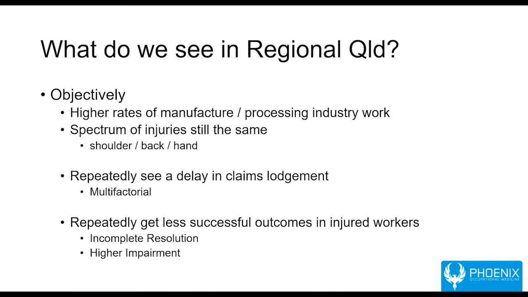Predominantly, we see that approximately 80% of all injuries are musculoskeletal in nature, and predominantly they affect the shoulder, the back, and the hand. So whilst the pattern of injuries is still the same, the difference is the outcome from those injuries.